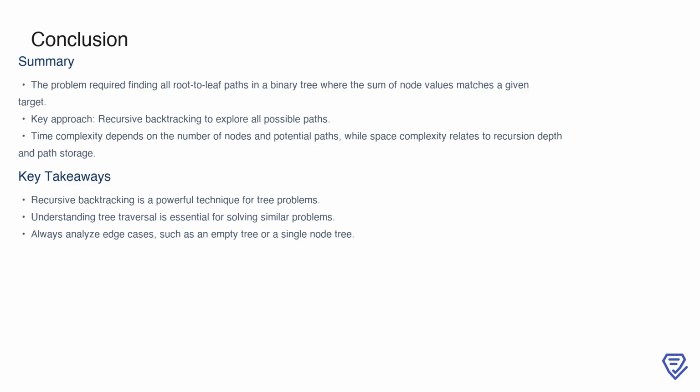Great job on completing this problem. To summarize, we explored a recursive backtracking solution to find all valid paths in a binary tree. Remember the importance of mastering tree traversal and recognizing when backtracking is a suitable approach. Don't forget to practice similar problems to solidify your understanding.